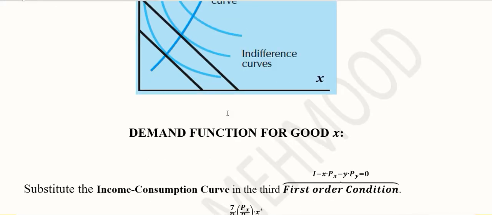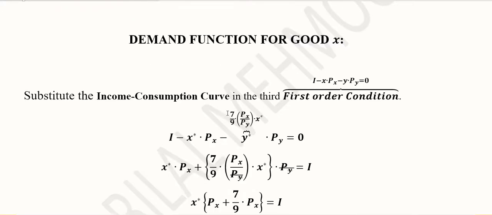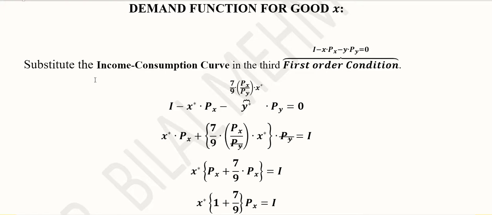Now we can also do a little bit of further useful calculations, that is to find out the demand function for good x and for good y as well. So let's start with good x. In this process we will use the income consumption curve that we have developed, and we will use it with the third of the first order conditions.